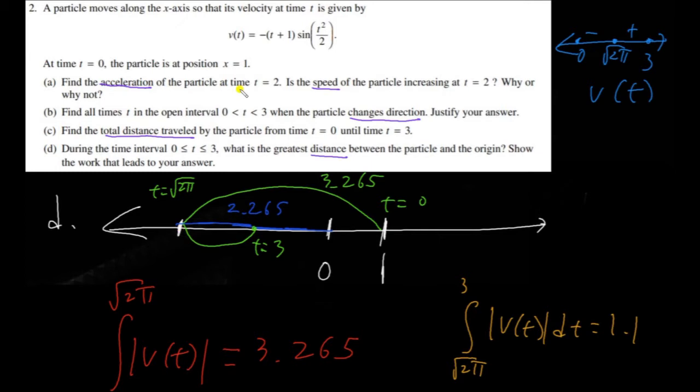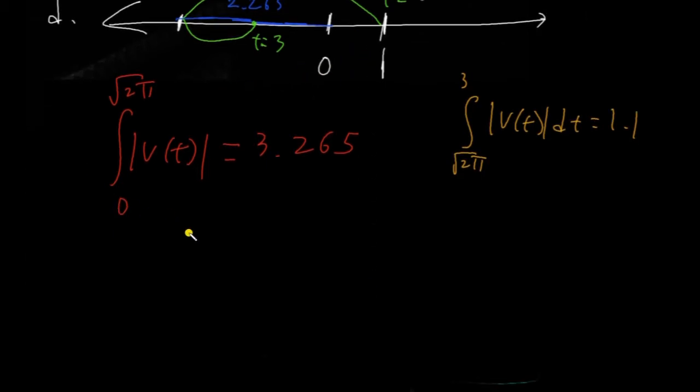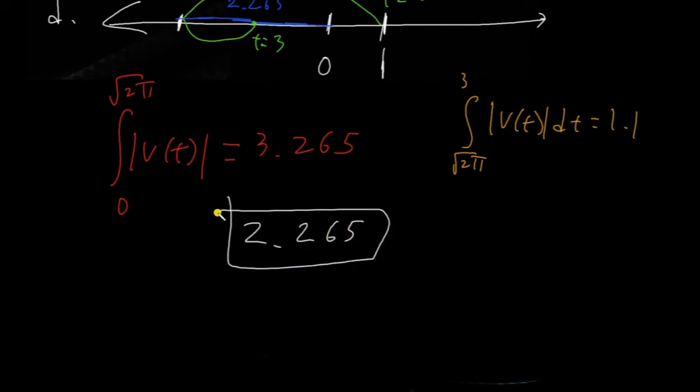Okay, and what is that distance, they ask? Well, that's going to be the distance from here to here. And like we already said, that's 2.265, right? It's 3.265 minus 1 is 2.265. So our answer here, I'll do it down here maybe. So the answer is going to be 2.265.